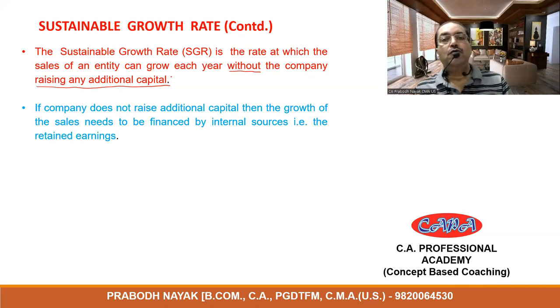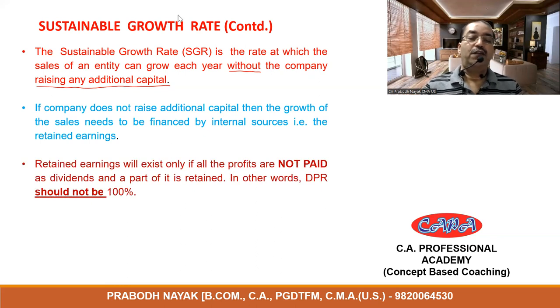So, if you are not going to raise additional capital for the growth of your business, then from where is the capital going to come? The capital is going to come from within the business. Within the business means what? Whatever profits you have saved without paying dividend to shareholders. That particular profit which you have saved will come to your rescue. Okay? Retained earnings will exist only if all the profits are not paid as dividends and a part of it is retained. We require retained earnings, no? So from where are the retained earnings going to come? The retained earnings are going to come when all the profits are not distributed as dividends.